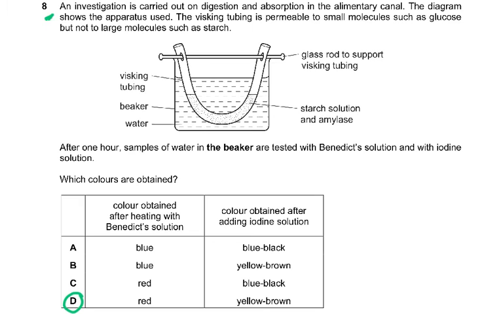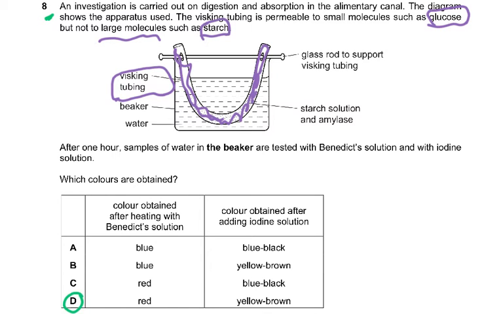Question 8. An investigation is carried out on digestion and absorption in the alimentary canal. The diagram shows the apparatus used. So here we are trying to mimic what is happening in the alimentary canal. The Visking tubing is permeable. This is the Visking tubing, which I'm going to color in purple. They've underlined it and given you that arrow. The Visking tubing is permeable to small molecules such as glucose, but not large molecules such as starch.